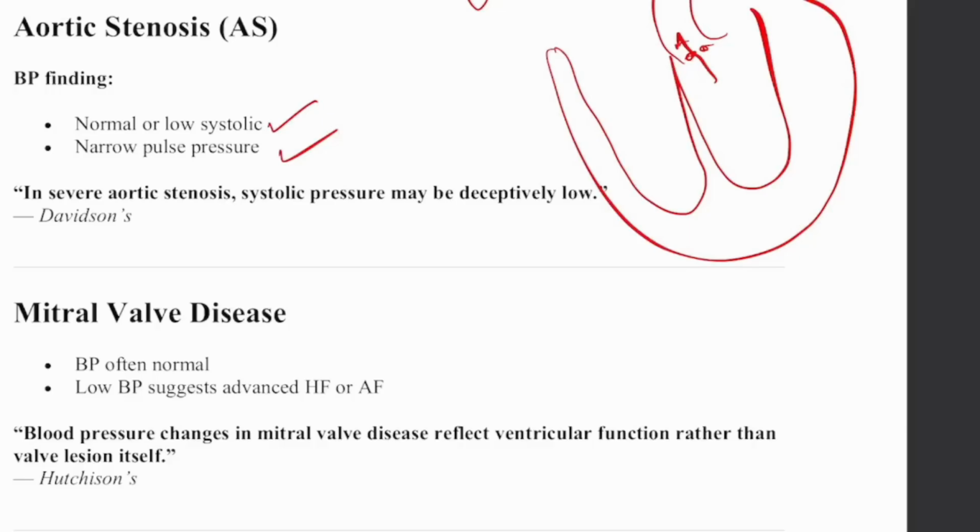Now, in mitral valve disease, what happens? Most often the BP is normal. Low BP suggests not valvular disease but low cardiac output or low LV function. In mitral valve disease the BP is usually normal. Low BP suggests heart failure, or a patient with atrial fibrillation may get a low blood pressure. So blood pressure changes in mitral valve disease reflect ventricular function, a function of the ventricles rather than the valve function itself. Hope you understood this point.